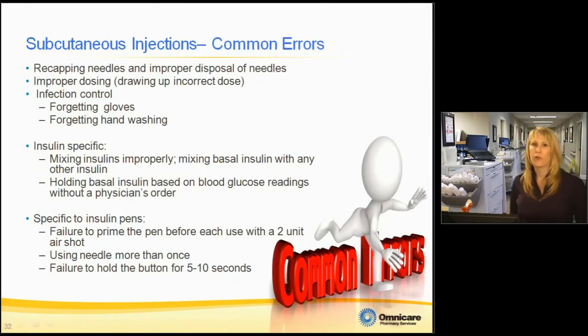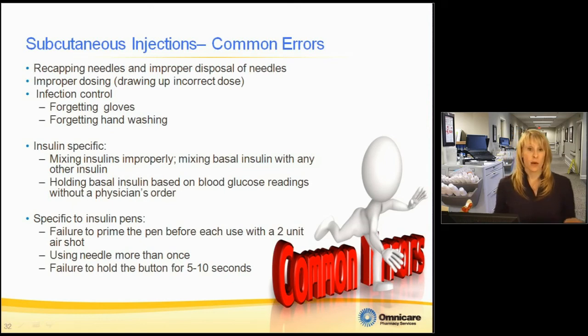Some common errors that might trip you up with these subcutaneous injections are recapping needles. We shouldn't be doing that anymore. We should have safety needles where that's not necessary. Improper disposal of needles. I've seen people just throw them in the garbage. That's not appropriate. Sharps containers. Improper dosing, just drawing up the wrong dose. Those doses change a lot, especially if you have endocrinologists coming into the building. So make sure you're given the right dose. Like I mentioned, forgetting gloves or hand washing, super important.